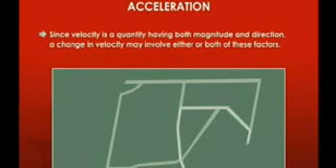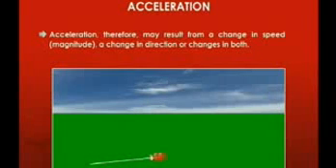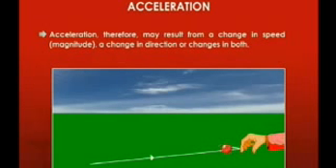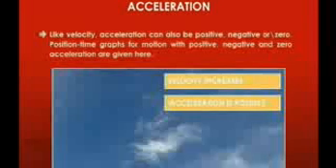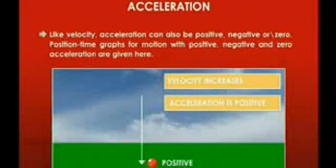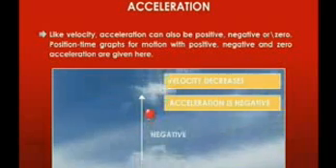Since velocity is a quantity having both magnitude and direction, a change in velocity may involve either or both of these factors. Acceleration, therefore, may result from a change in speed or magnitude, or change in the direction, or change in both. Like velocity, acceleration can also be positive, negative, or zero.